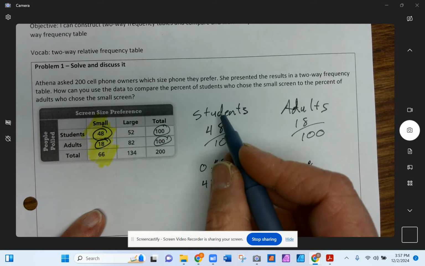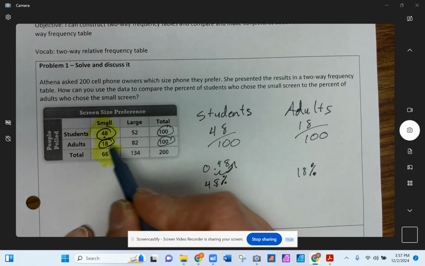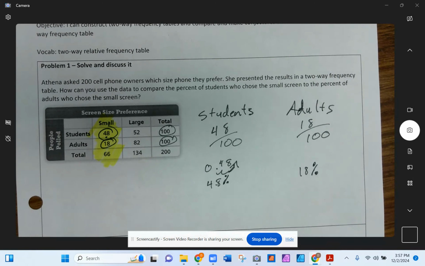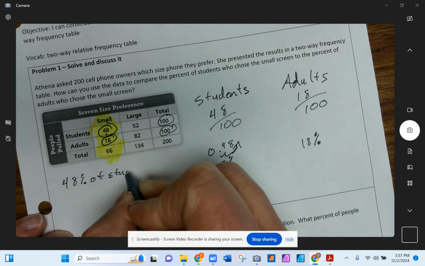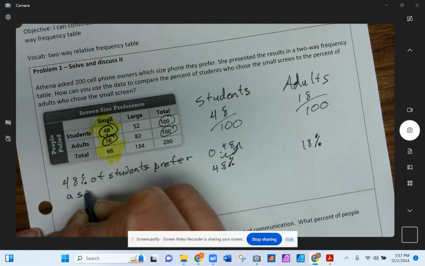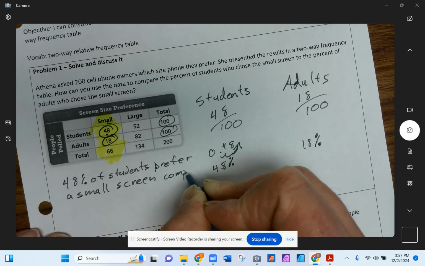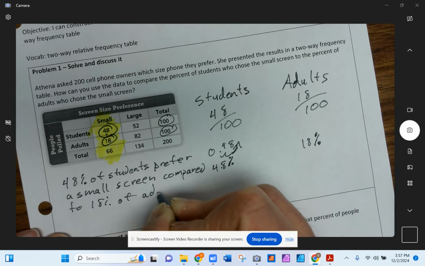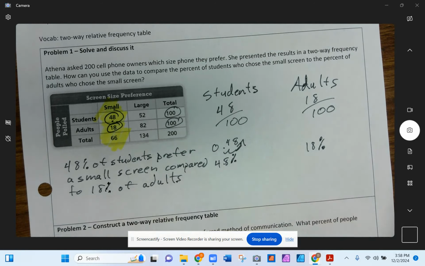So we got 48% of students, because it's relative to the number of students and relative to the number of adults. We're not looking at the total right here. So we would say 48% of students prefer a small screen, compared to 18% of adults. I don't know how realistic this data is. They wrote this book a few years ago. I think people prefer bigger phones just in general.